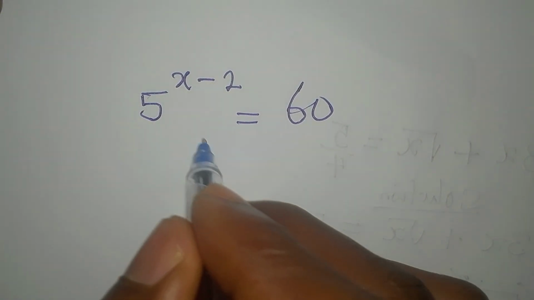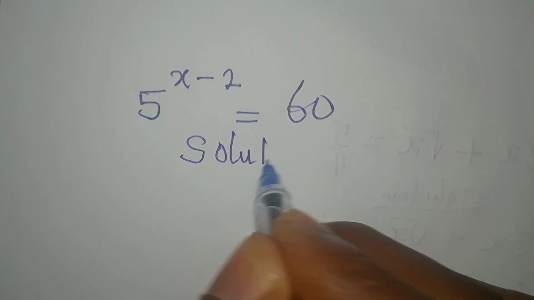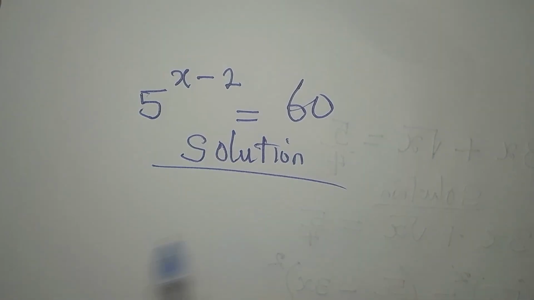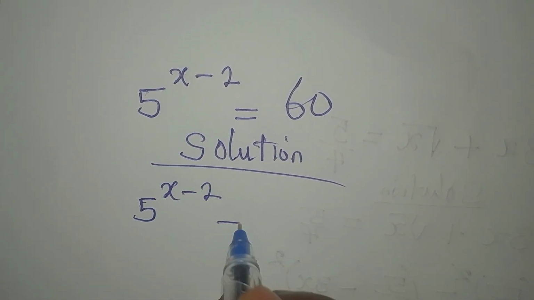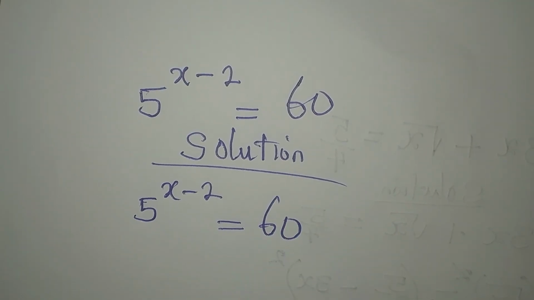Hi, let's provide a solution to this equation: 5 to the power of x minus 2 equals 60.